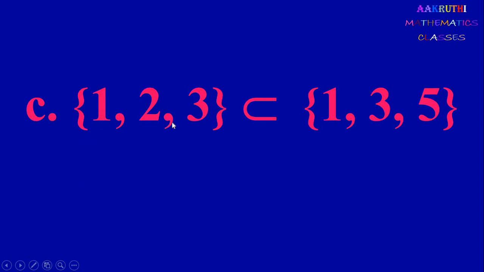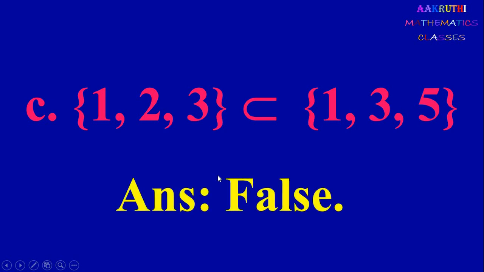So next one, {1, 2, 3} is a subset of {1, 3, 5}. Now here we have {1, 2, 3}. 2 is present in the first set, but 2 is not present in the second set. So therefore writing {1, 2, 3} subset of {1, 3, 5}, it is not possible. So therefore this is false.